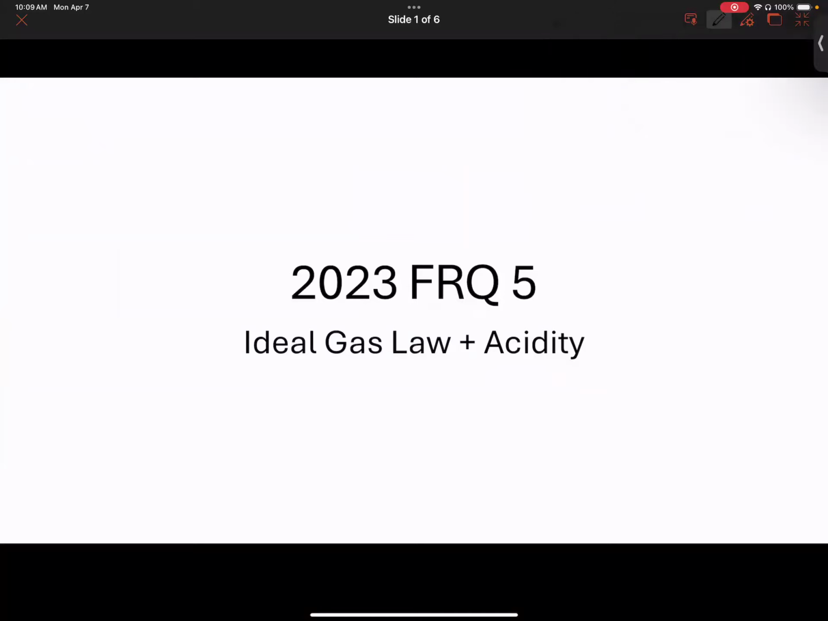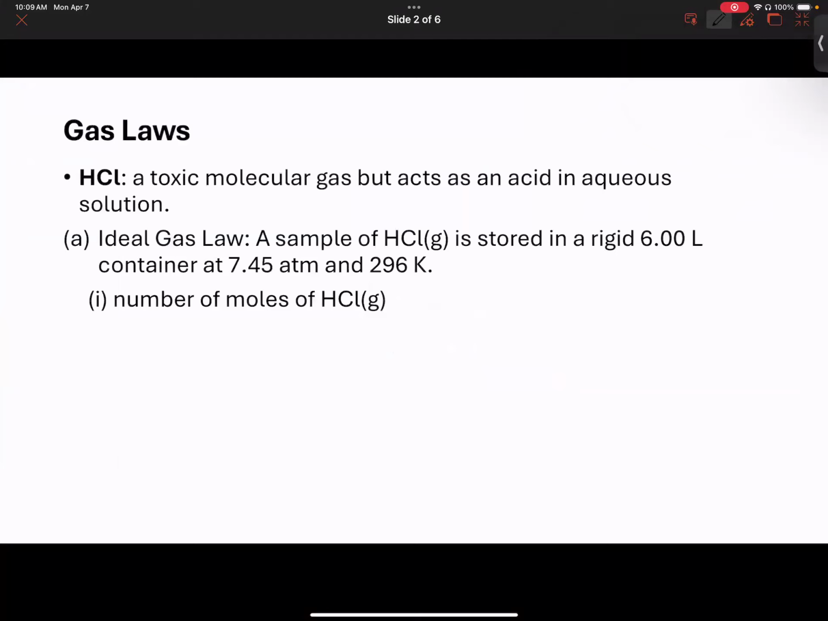and the acidity. Let's look at the problem. First, we have hydrochloric acid, but this one, hydrochloric acid, can be present as a molecular gas phase molecule. When it is dissolved in water, it is acting as a strong acid. So let's look at first, in its gas state, we have a sample of hydrogen chloride gas stored in a rigid 6-liter container at 7.45 atm of pressure and 296 Kelvin of temperature.